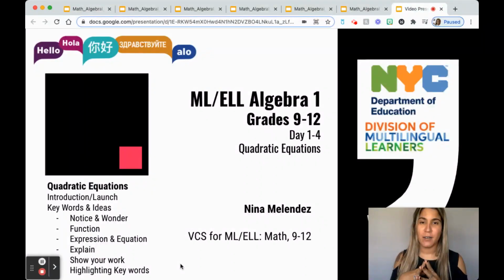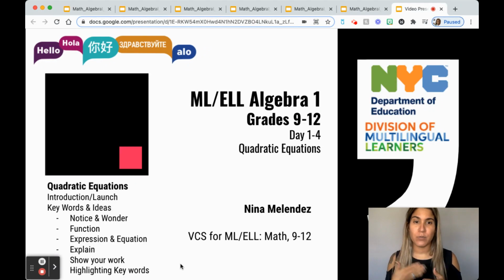Today we're going to look at a brief overview of our Algebra 1 Unit 7 Quadratic Equations, Day 1 through 4 lessons. I'm going to give a couple of key tips and things you can do with your multilingual learners to make sure that they are getting everything they need from these lessons. Specifically, I'm going to focus on lesson 3 and lesson 4 and give resources for those lessons.